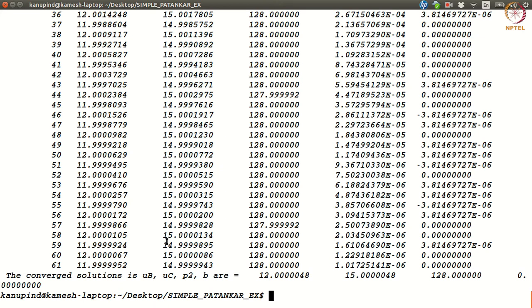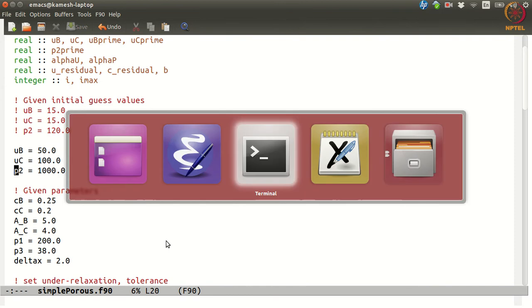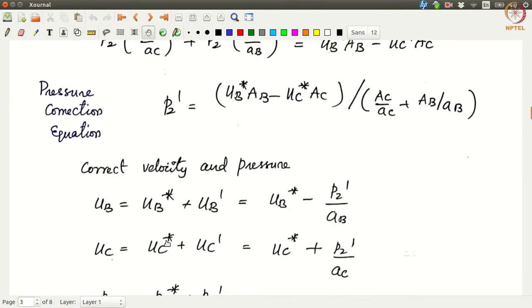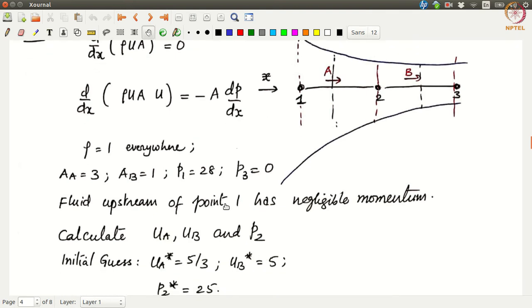All right, let us now look at the next problem. Simple porous is done. So what is the second problem? The second problem was the nozzle problem, right? In the nozzle problem, there is a nozzle whose continuity and momentum equations are given. The continuity equation is d by dx of rho u A equals 0, and the momentum equation is d by dx of rho u A u equals minus A dp dx, right? We have discretized these equations, and density is given as 1 everywhere. AA and AB are 3 and 1 respectively, and the pressure boundary conditions given are 28 and 0, right? We formulated this, and the initial guess is also given.